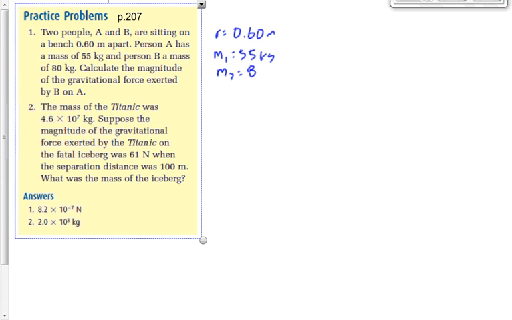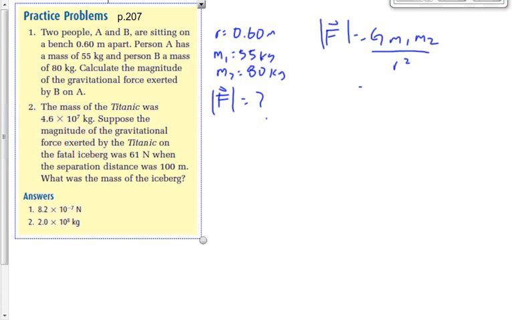Does it matter which one I call which? If you went the other way around, does it matter? Not at all. We want to find the force of gravity of B on A. So let's say F is equal to G M1 M2 over R squared.